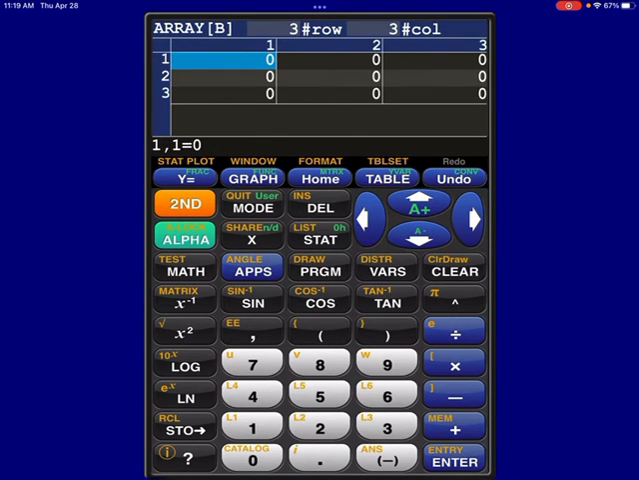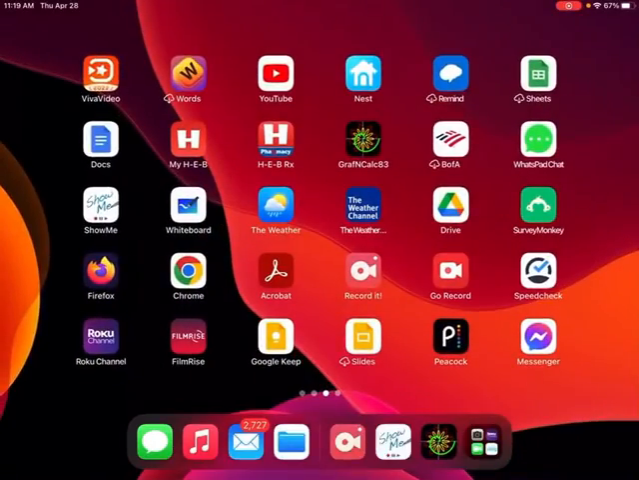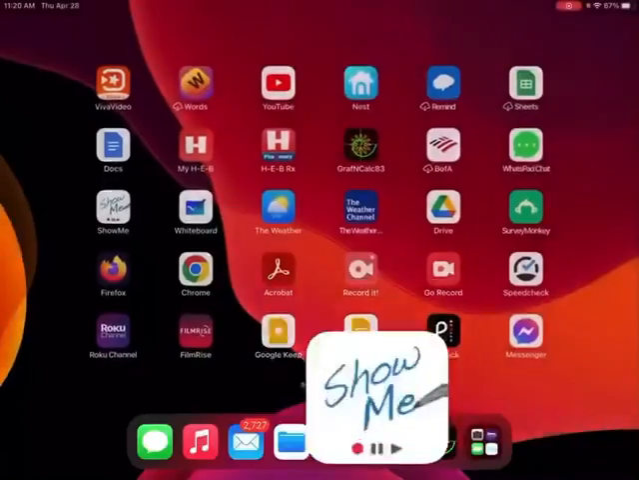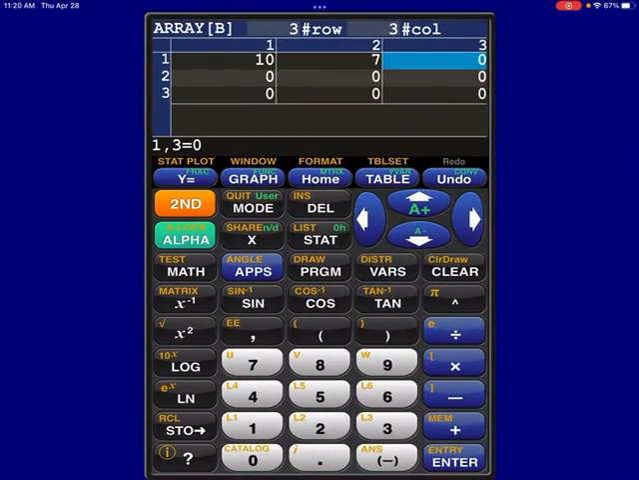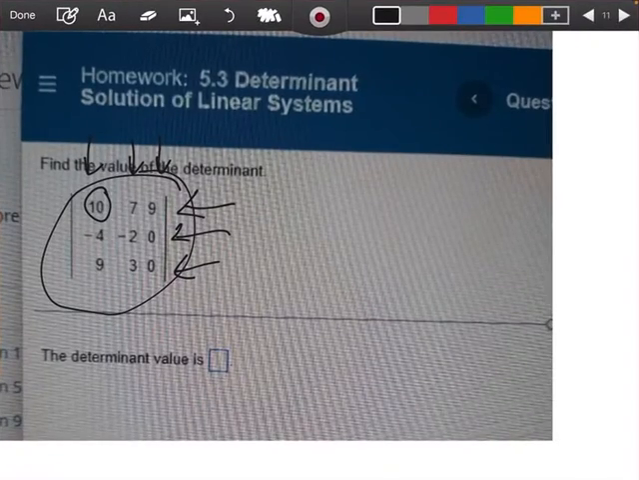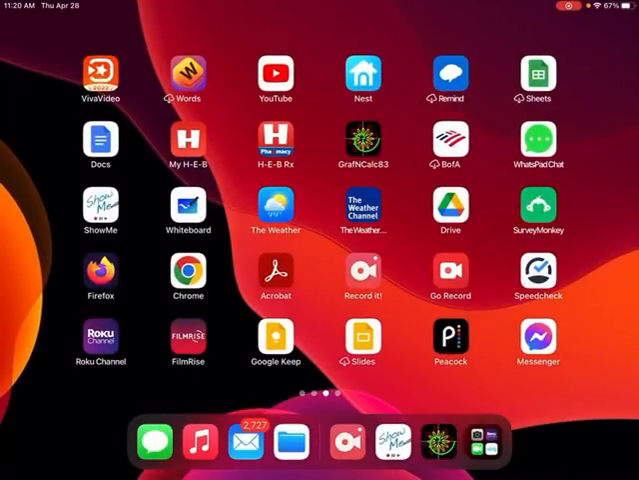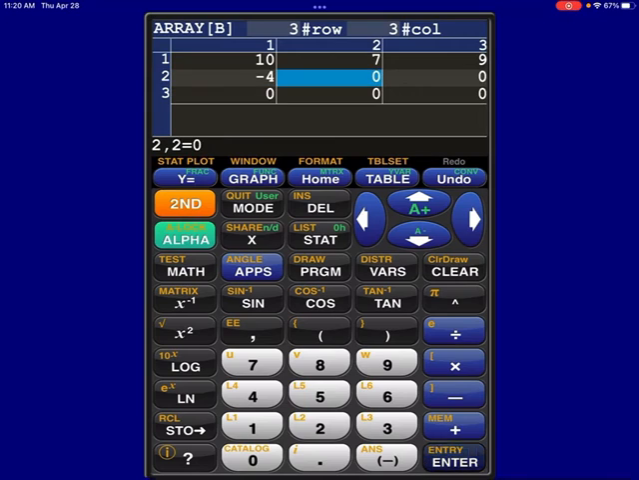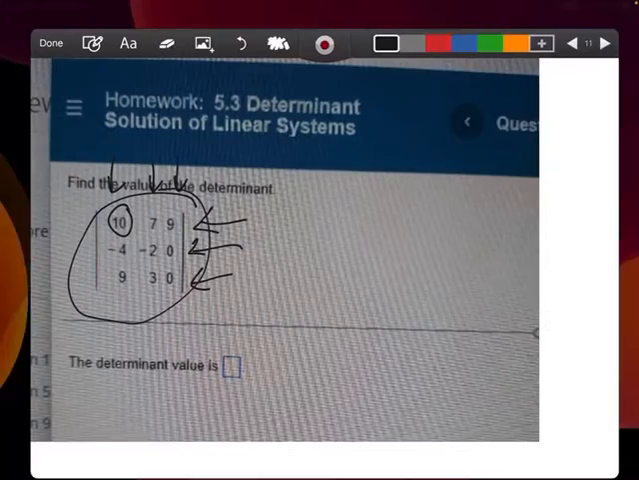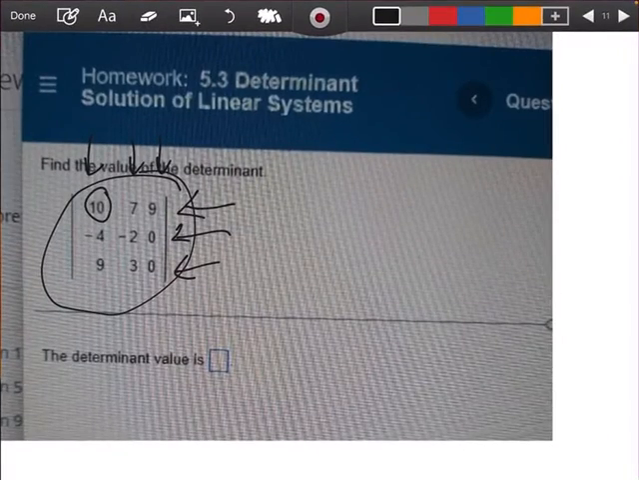For that matrix there, that number was 10. Okay, the next numbers I have are 7 and then 9. So I'm going to enter 7 and then 9. Okay, and now I'm going to the next row. So I have -4, -2, and 0. -4, enter, -2, enter, 0, enter. Okay, and then for the third one, we have 9, 3, and 0. Okay. So 9, 3, and 0.